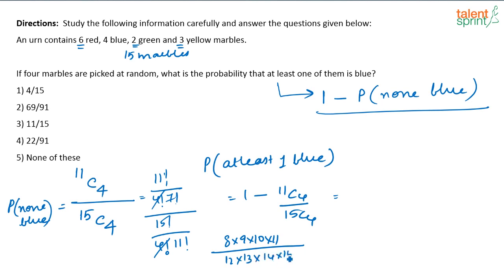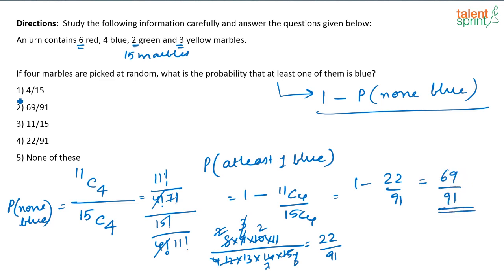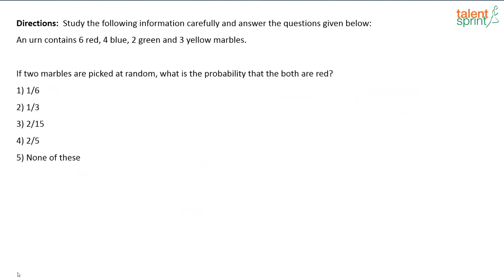That's all, right? So when you solve, what will you get? You have 22 divided by 91. So 1 minus 22 by 91 is nothing but 69 by 91. Option 2 is your answer, correct? Yes, everybody got option 2? Good. Next one. If 2 marbles are picked at random, what is the probability that both are red?